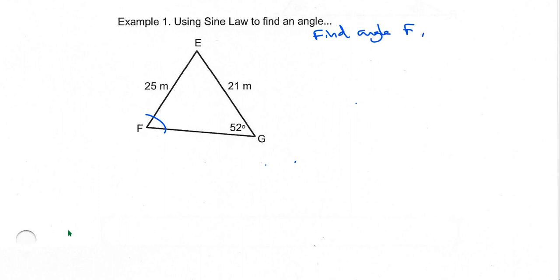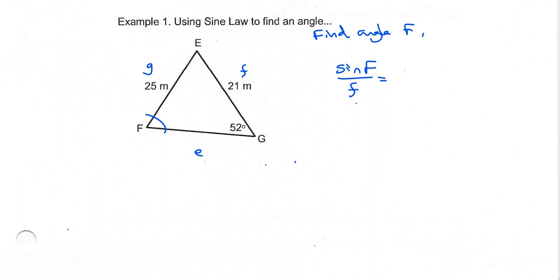Remember what the sine law says? It says that the sine of angle F divided by the little side f equals other stuff. In order to fill in the sine law, we need to label the triangle. Across from big angle F is little side f. Across from big G is side little g. And across from big E is side little e, but little e is not involved here. Big E and little e are not given and nobody's asking for them, so they're not involved.